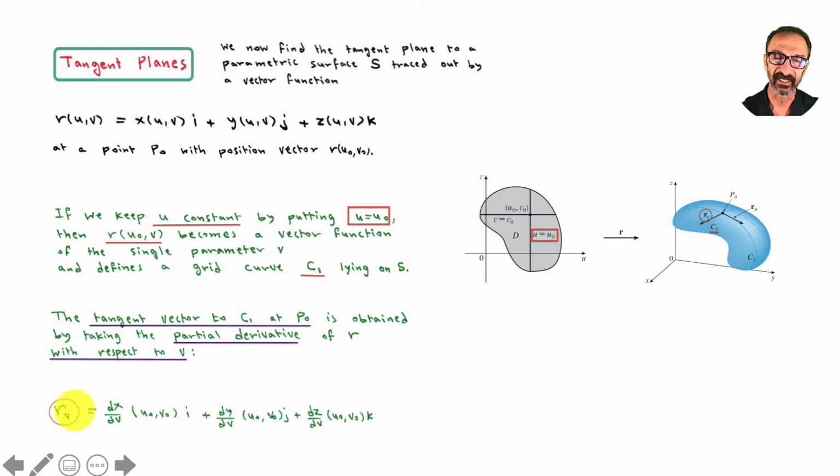So rv is the partial derivative of r with respect to v: dx dv, dy dv, dz dv. U sub 0 is fixed, u sub 0 is a fixed amount. If you want the tangent vector at this point, you put v sub 0 in each component. We are finding the derivative with respect to v, then we plug in v sub 0.